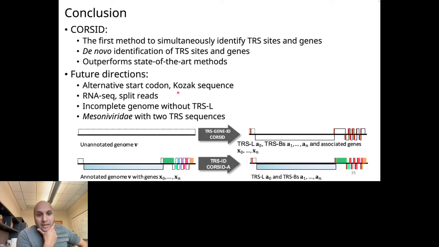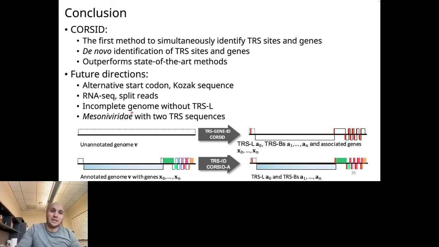In addition, a lot of genomes were actually incomplete. They were truncated, so they did not have TRS-L. And as you'll notice, there's a huge dependency on TRS-L because it's essentially a star alignment with the TRS-L sequence as the center star. So this approach would break down if the input genome sequence misses this front part, this 5' end. And then the other direction that I would love to explore is beyond coronaviruses.